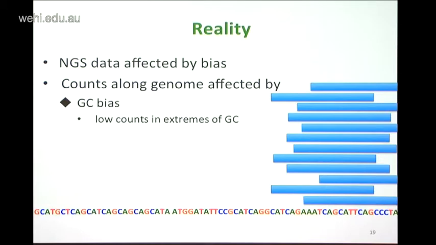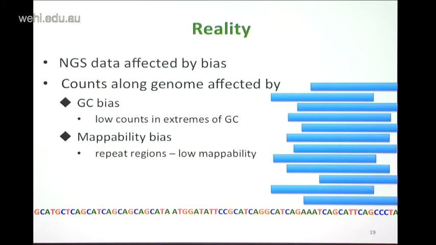One of the most well-known biases is GC content. If you've got really high GC content or really low GC content in regions of your genome, you tend to get a relatively low number of counts. The second source is mappability bias. This goes back to the point I made earlier. In repeat regions, you get low mappability and you get low counts.